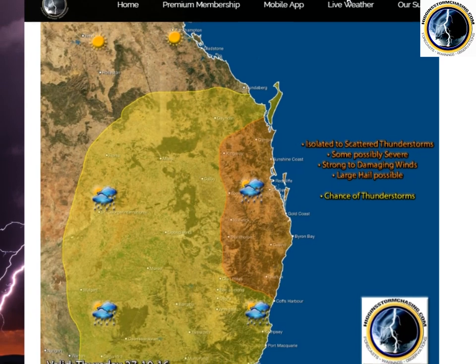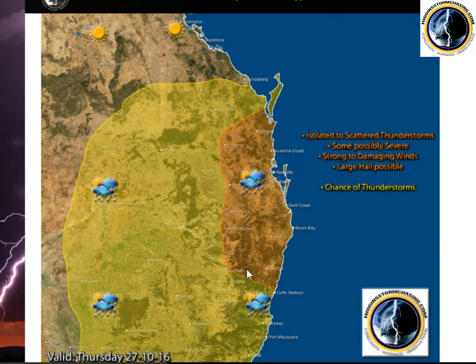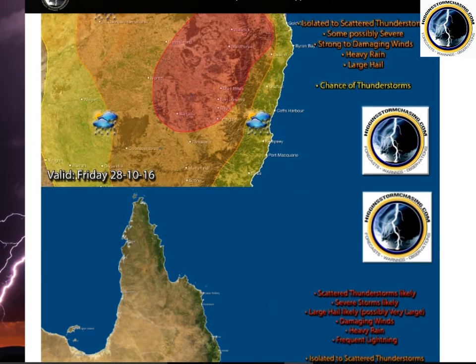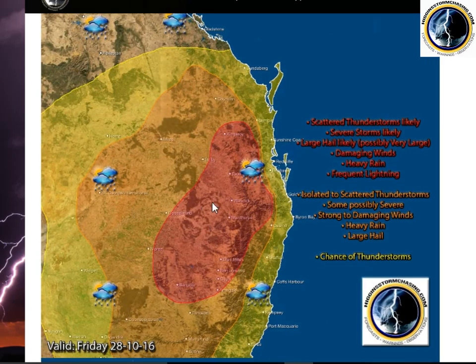And I'll show you quickly the forecast maps that we issue for today. There's Thursday, moderate risk, southeast Queensland, chance inland further, isolated to scattered thunderstorms, some possibly severe, strong to damaging winds and large hail possible. Go down here to Friday, and we do cover 3 days out on these maps, sometimes further. Friday, high risk, inland, chance along the coast. We've kept the coast just as a chance, just in case some do develop, but it's unlikely at this stage. You can see how quickly our gradient goes up from a chance moderate to a high risk. Scattered thunderstorms likely, severe, large hail, possibly very large.